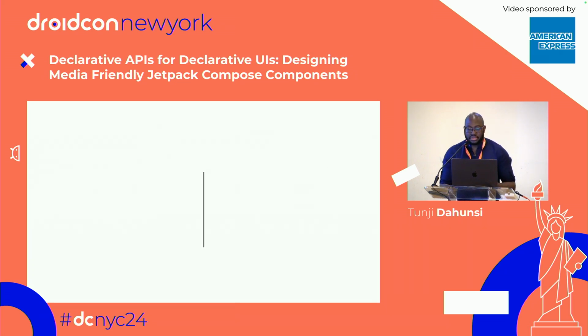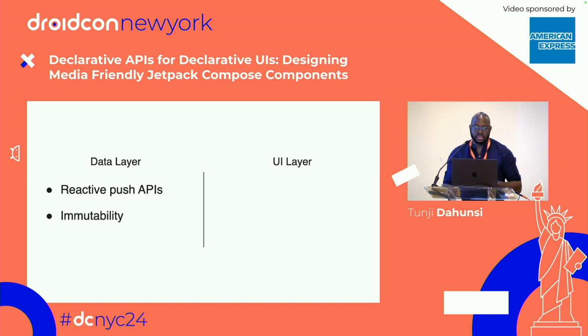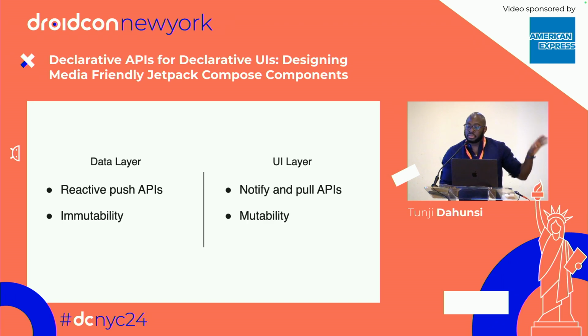But ultimately, what I'm trying to say is, in your app, you start in the data layer, then the UI layer, and I think, and this is an anecdote, but if you're working with a data layer, it's better to restrict the use of reactive push APIs to your data layer and embrace immutability in your data layer. So you're listening to something from your database, something changes, you get an update, kind of restricted there. But in your UI layer, you should use the notify and pull API, specifically Compose snapshot state, and embrace mutability.